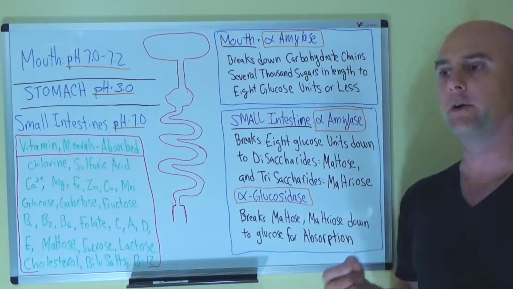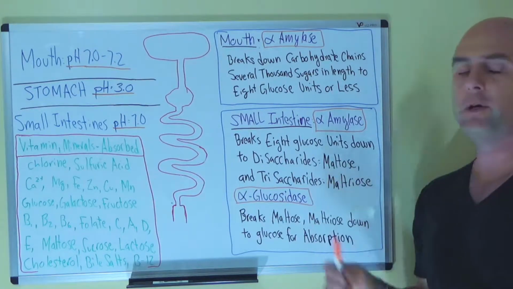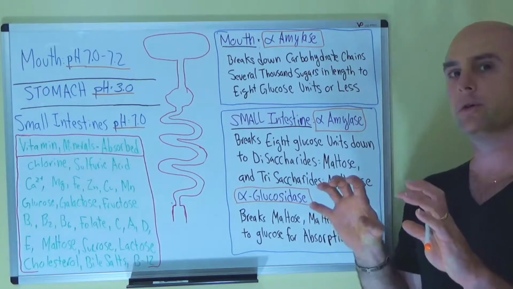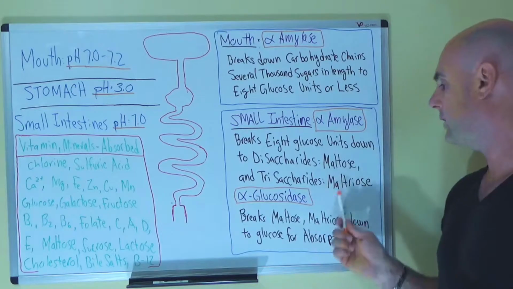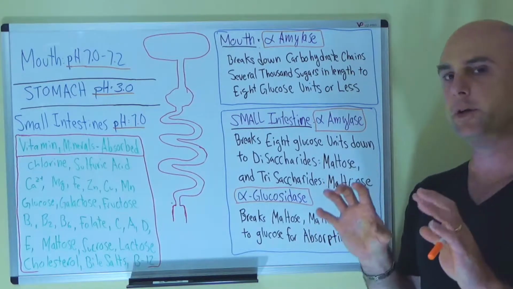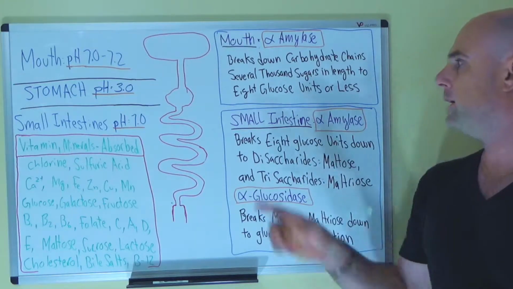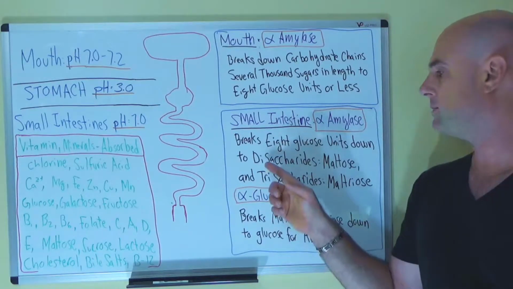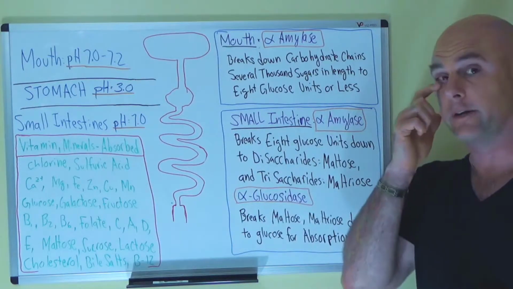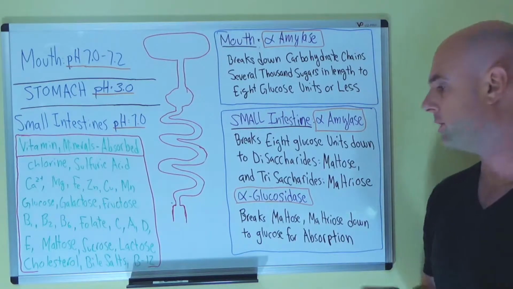So a disaccharide is 2, a saccharide is a sugar, so it's 2 sugars, which is maltose. Maltose is 2 glucose molecules fused together. And the trisaccharide here is maltotriose, which is 3 glucose molecules bound together. So the alpha amylase again breaks these glucose chains down into these smaller disaccharides and trisaccharides, which are maltose and maltotriose, both small glucose polymers.